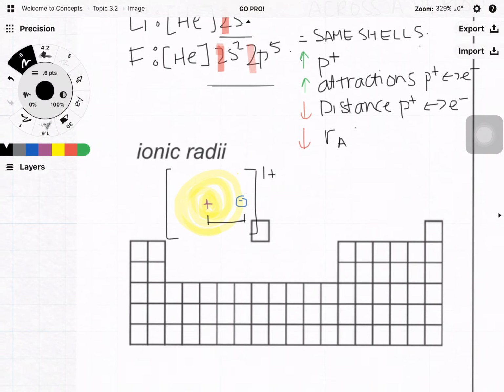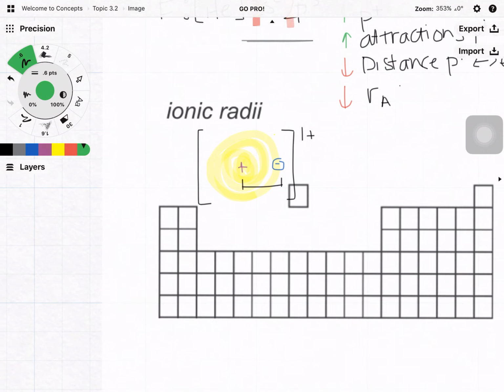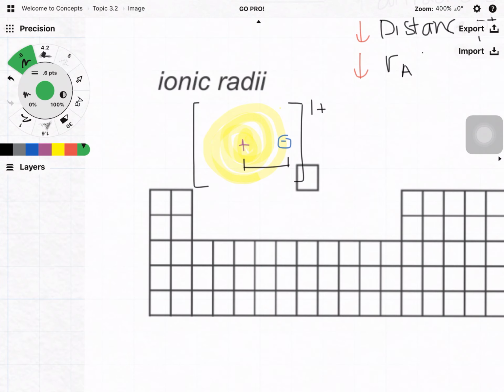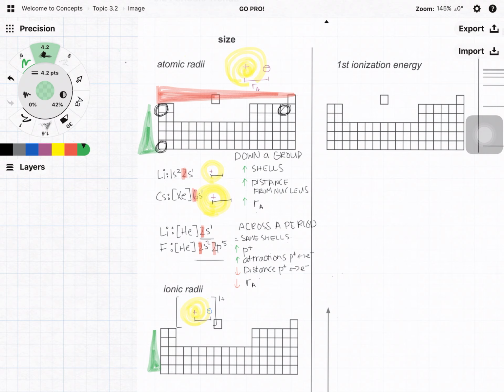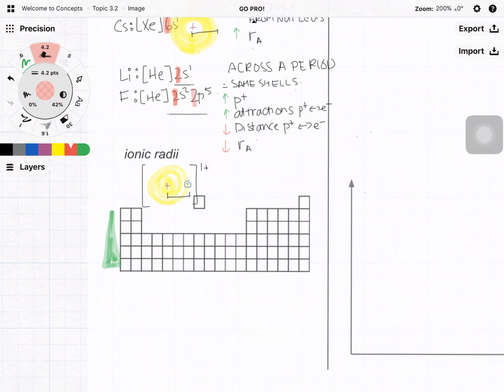Now, as we go down the periodic table, the size of our ions increases. Okay? Why does the size of our ions increase? Well, it's exactly the same reason as why our atomic radius increases as we go down the periodic table. We have more occupied energy shells. Okay? However, as we go across the periodic table, we get a little bit of a weird pattern.